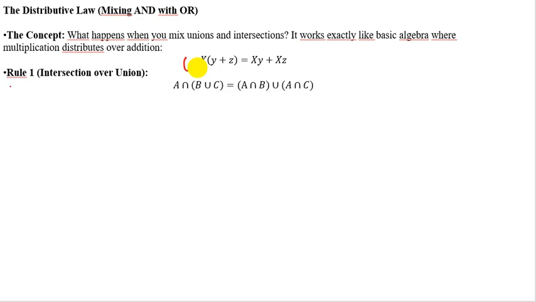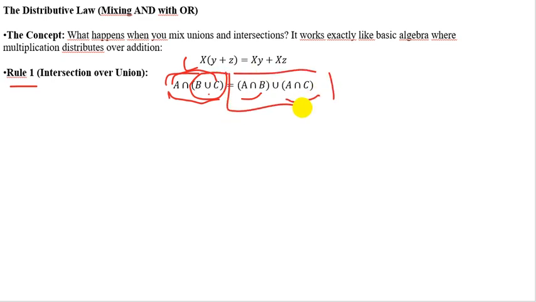The first rule is intersection over the union. So A ∩ (B ∪ C) is actually (A ∩ B) ∪ (A ∩ C). So this is the first law, or the first rule, and let's prove this rule before going to the second rule. So why does this happen?